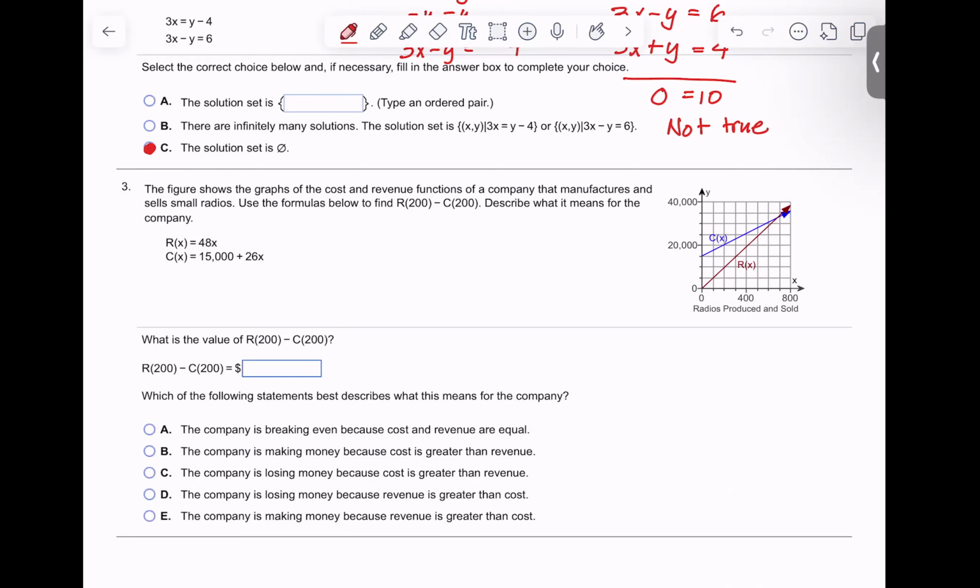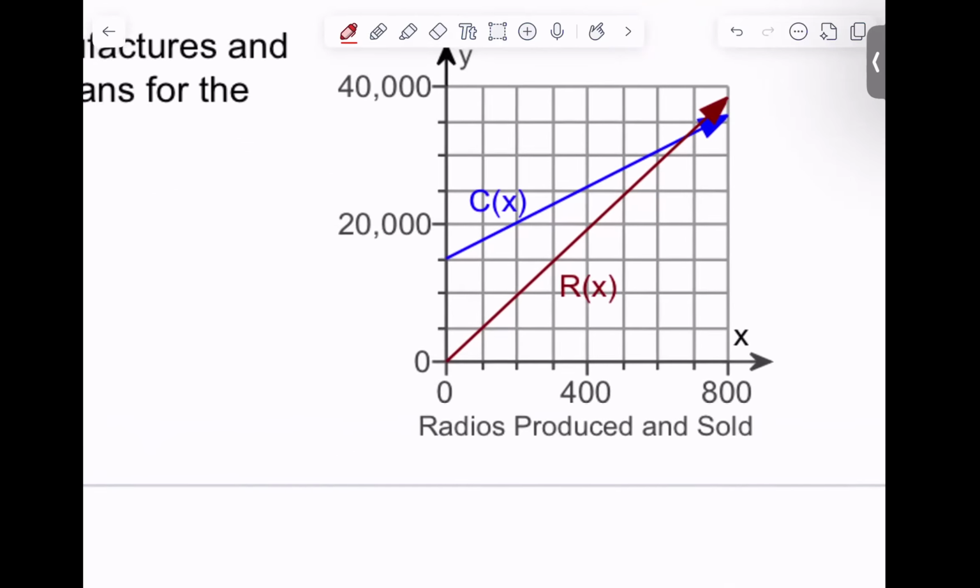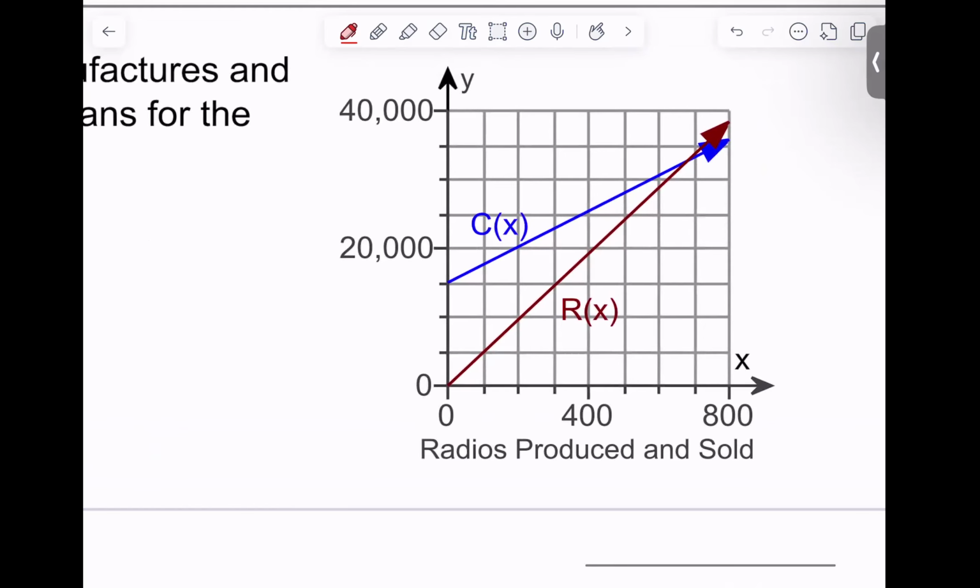Okay, I'm going to blow this up momentarily. You can do this in MyLab Math. You can take your graph and pop it out and blow it up so that you can look at it. All right, what you're finding is R of 200 minus C of 200. So you're finding the revenue minus the cost. And here's 200 right here.